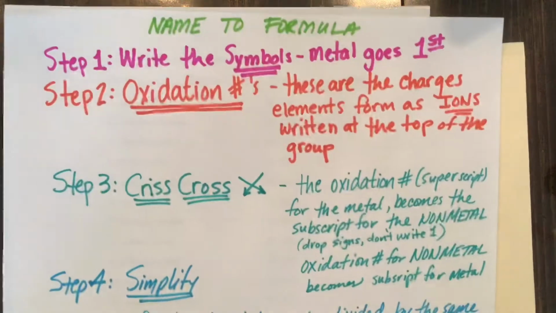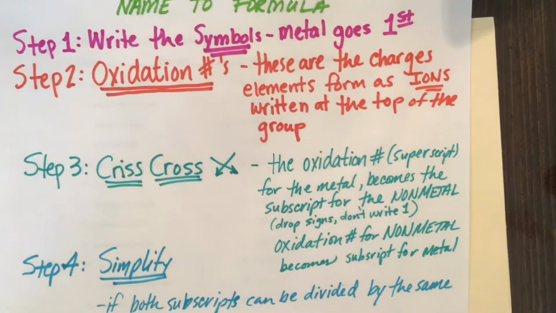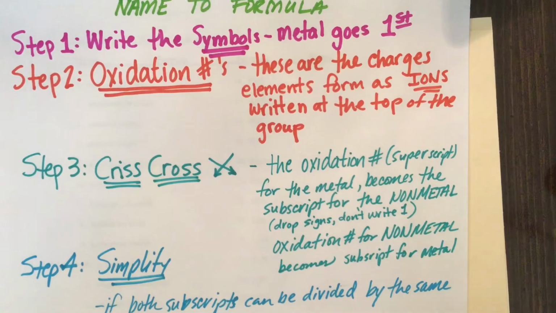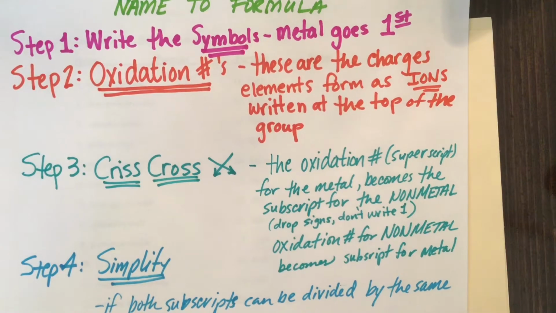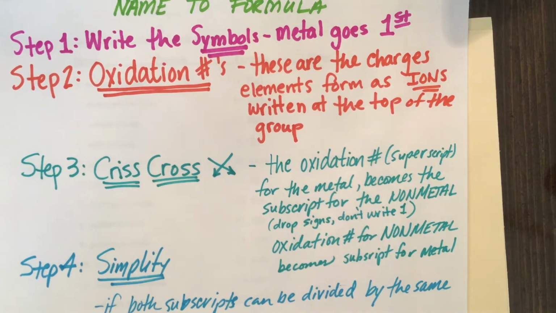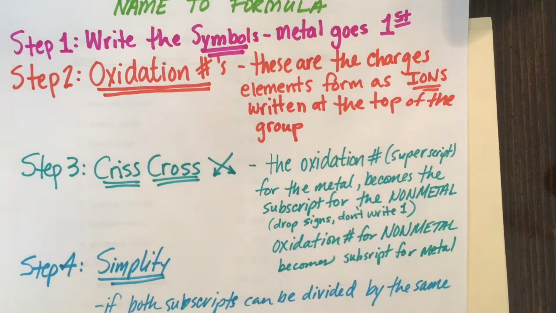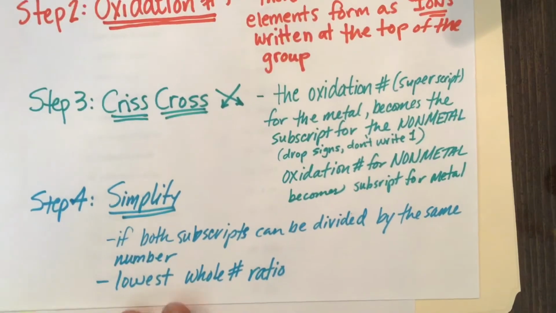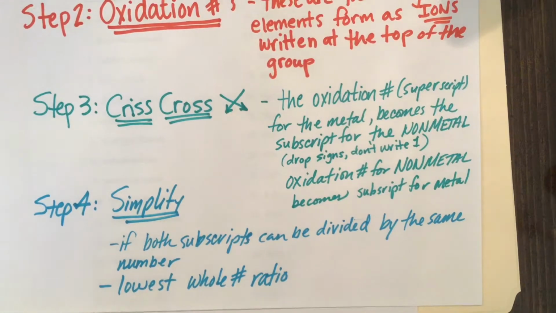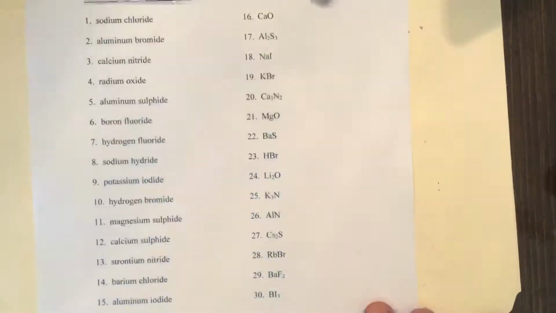Step 3, we're going to crisscross. In other words, the superscript of the metal becomes the subscript for the non-metal, and the superscript for the non-metal becomes the subscript for the metal. This will make sense once I start the worksheet. And of course, step 4, we're going to simplify. If we have a 2 and a 2, we can both divide those down by 2 to 1 and 1. All right, so let's just get started on the worksheet.